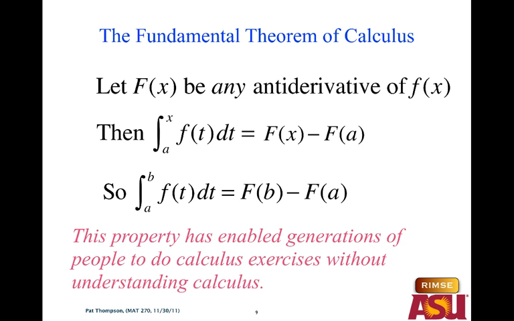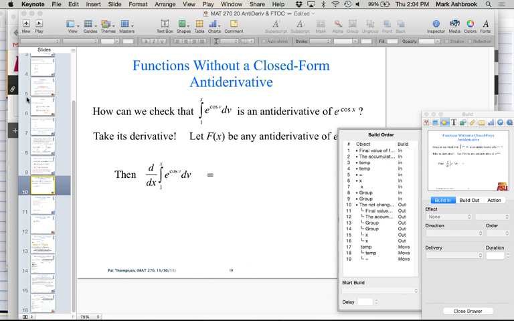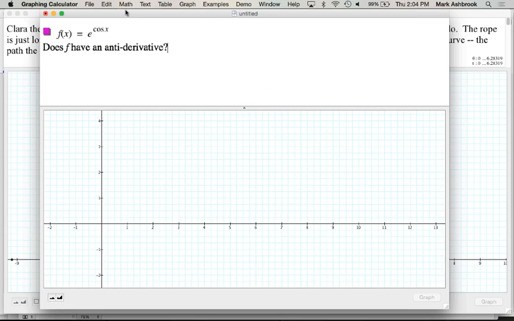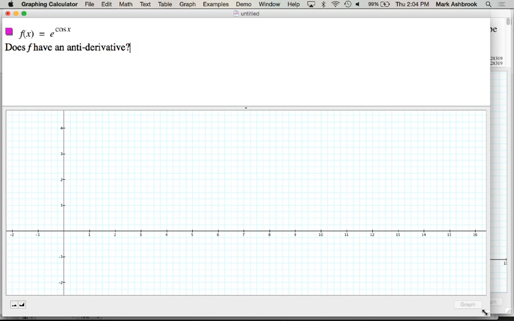So let's talk about this. f of x equals e to the cosine x. If we thought about that as a rate of change function, does f have an antiderivative? Does f have an antiderivative? What do you think it is? We'll call it capital F. e to the cosine x? 1 over cosine x, e to the cosine x?